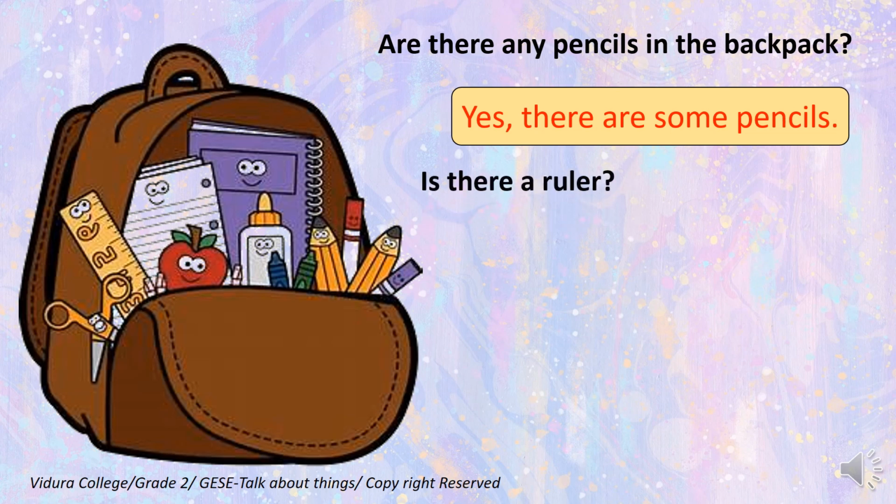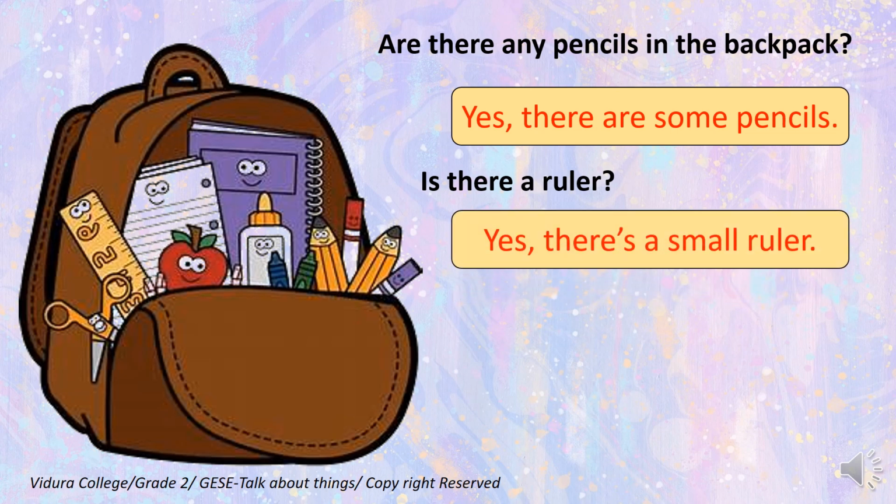Is there a ruler? Yes, there's a small ruler. You can use adjectives and then give the answer. The ruler is small, so you can use an adjective and say, yes, there's a small ruler. Try to use adjectives in your answers. You will get marks.